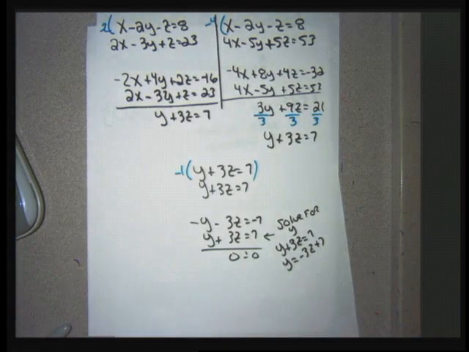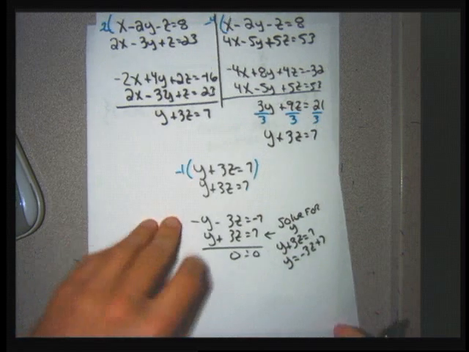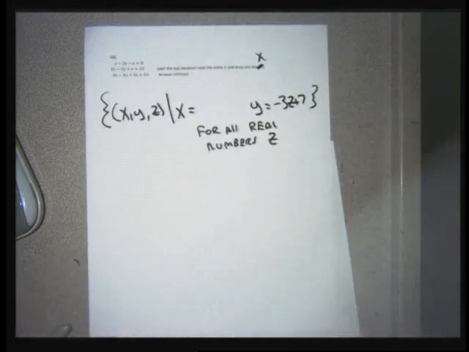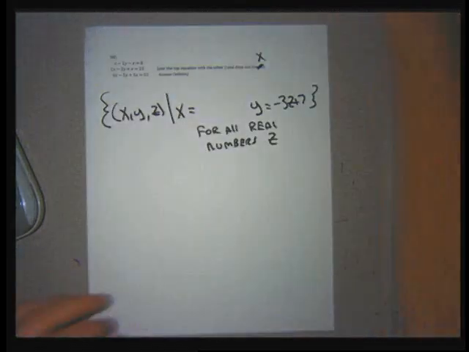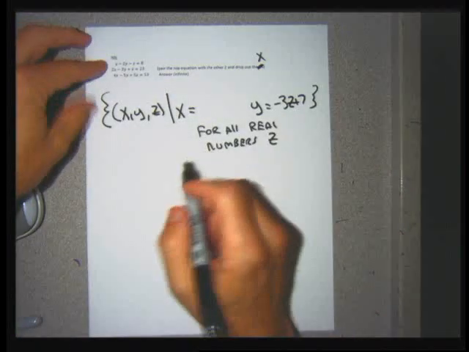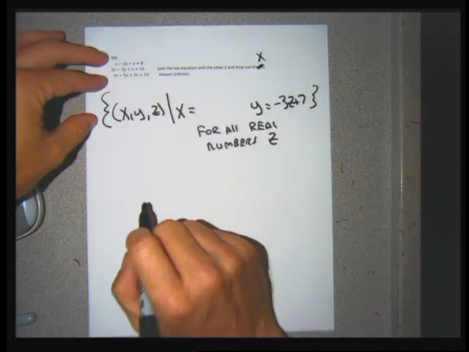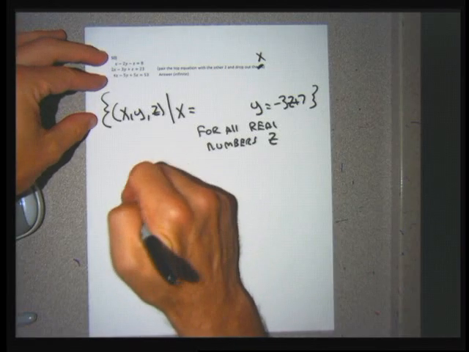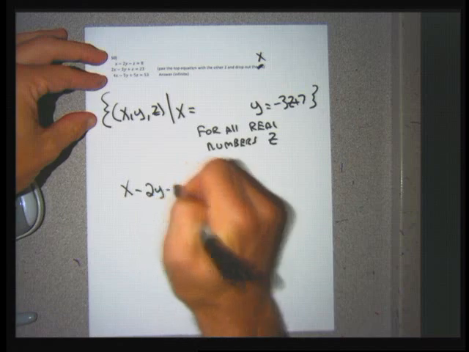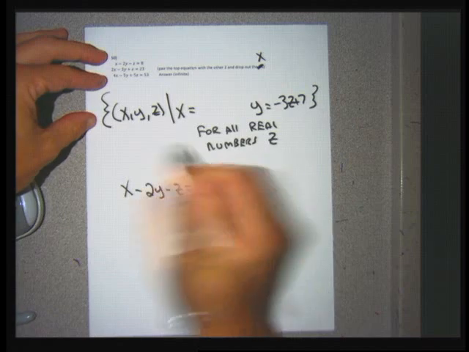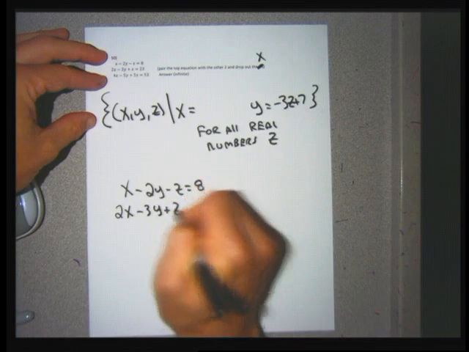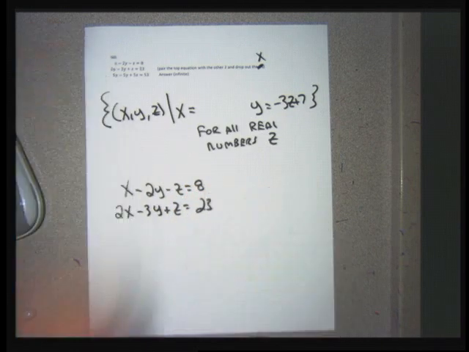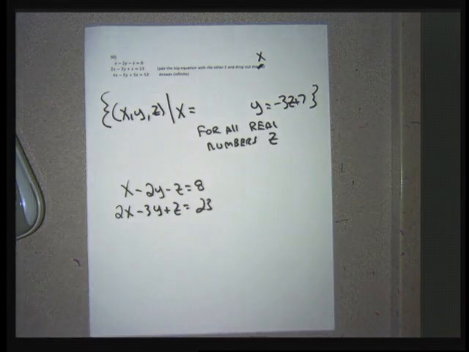Now I need to come up with an equation with an x and a z. So I need to pair some equations and drop out a y. I need to pick two equations and drop out the y. So I'm going to take the top equation, x minus 2y minus z equals 8, and the middle equation, 2x minus 3y plus z equals 23, and I'm going to drop out the y, and that'll allow me to get something next to the x that's appropriate.